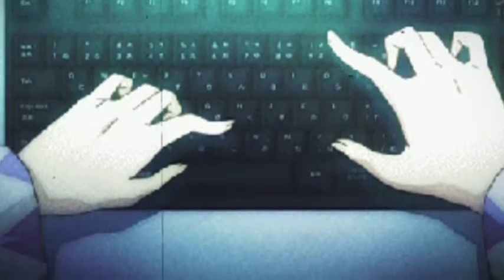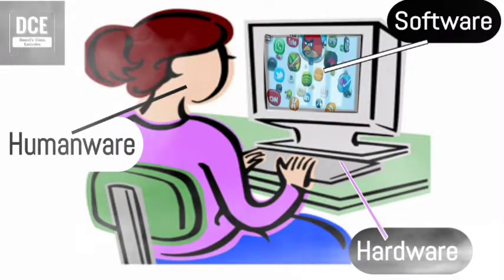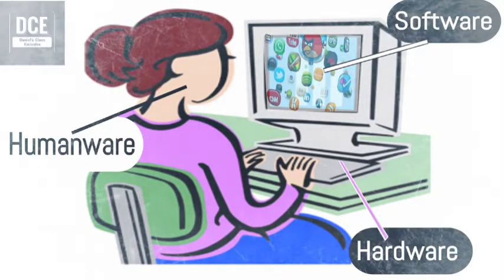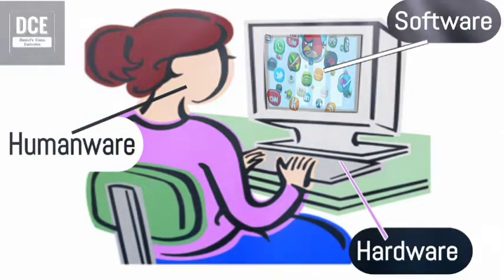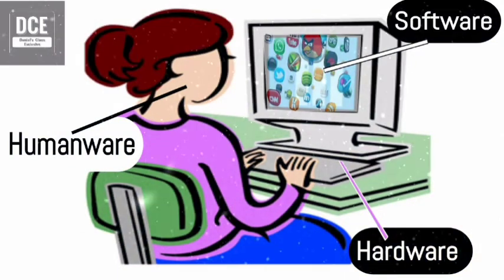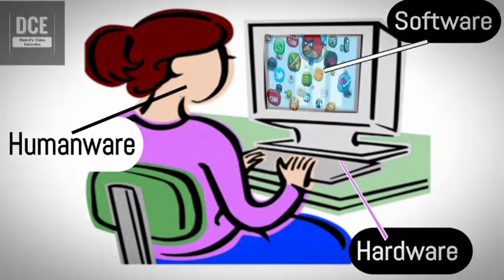So basically, this is a way in which different components can come together to give you results. So this is what a computer system basically is.